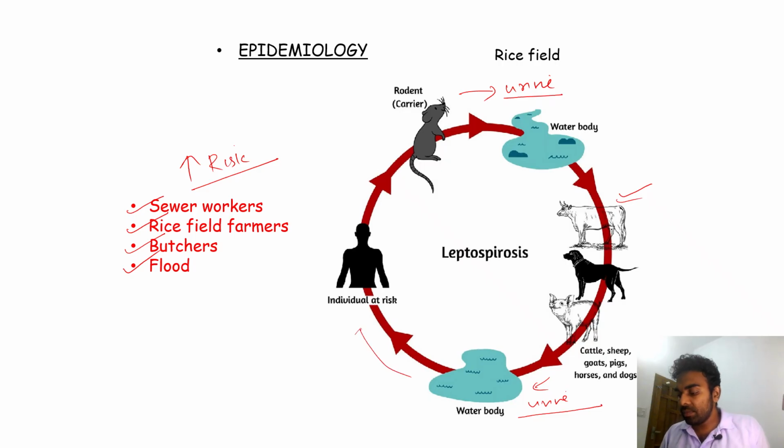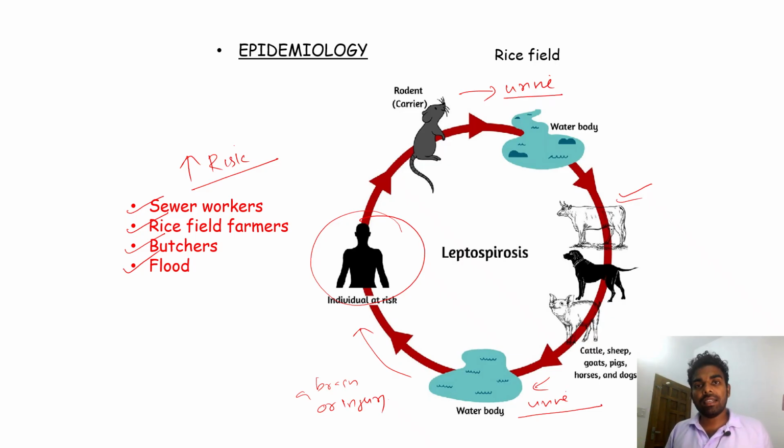And these organisms enter our body through abrasions or injuries and cause leptospirosis. So this is a cycle that shows how we get leptospirosis, but these are indirect contacts. There are cases where we get it directly from rats if the whole place is infested with them. So if we get infected, what kind of symptoms do we show? Let's see about that.